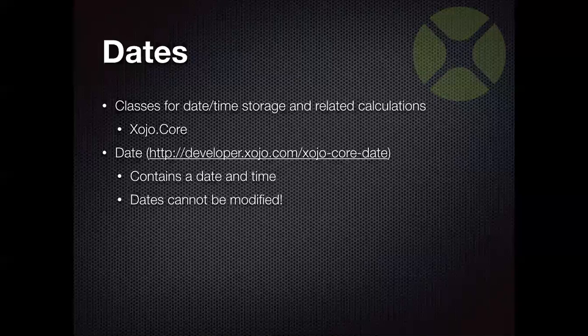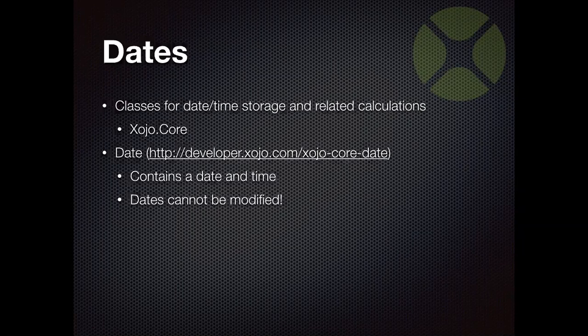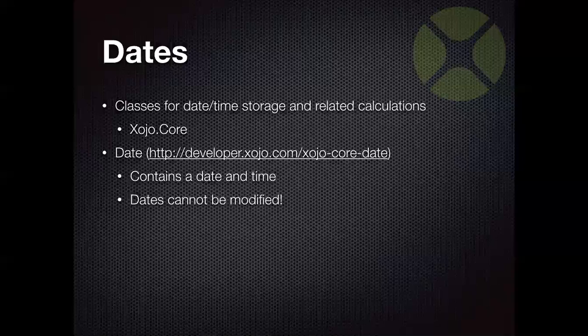An important difference, now I'm talking about the new date class here that's in the Xojo framework. There is a date class in the older classic framework. Dates in the new Xojo framework cannot be modified. They're what we call immutable. So you can't create a date and then change the day property to make it a different date. You can't do that. Once you create a date, it's that date and it's always that date.